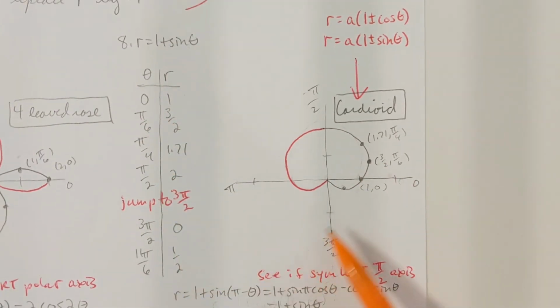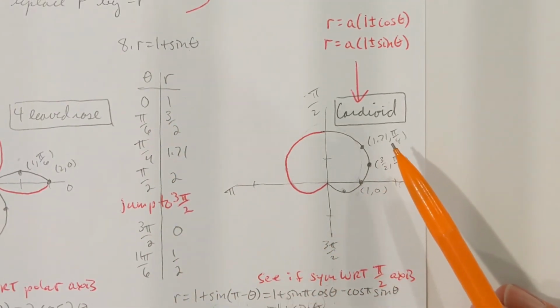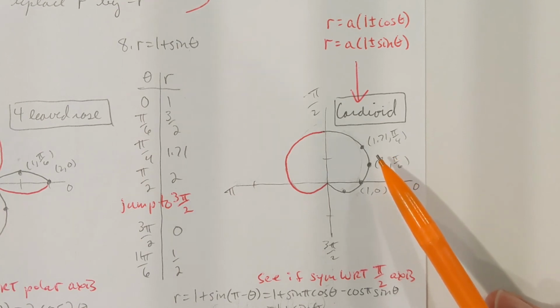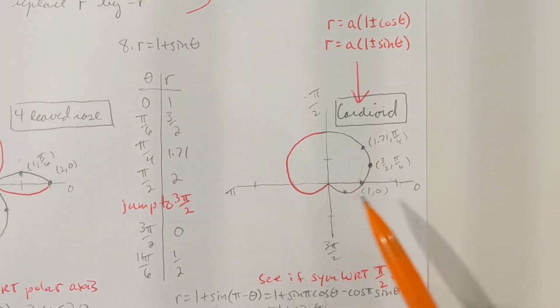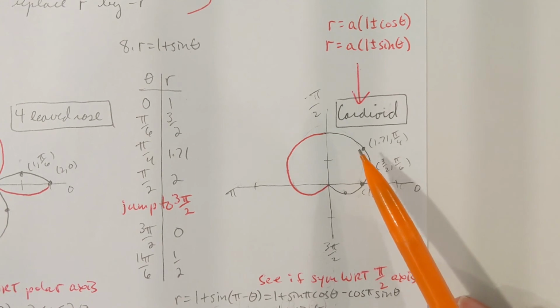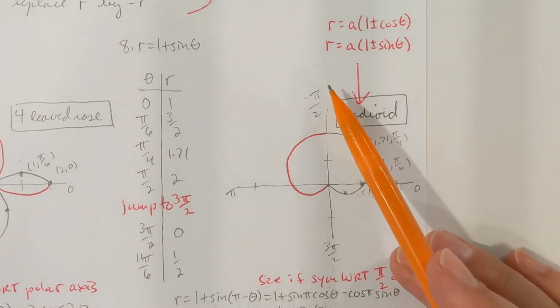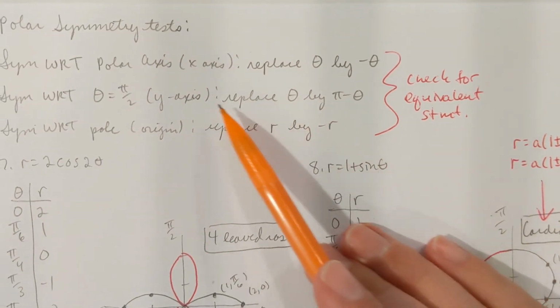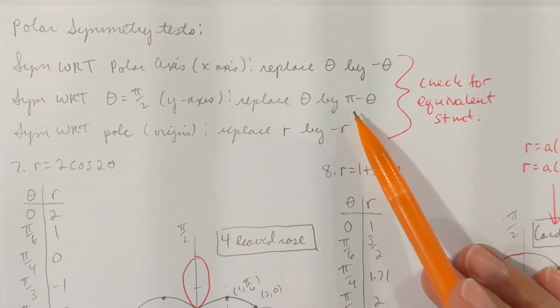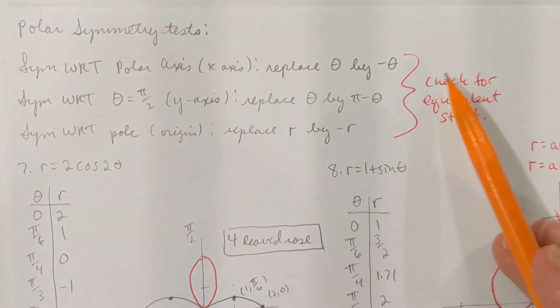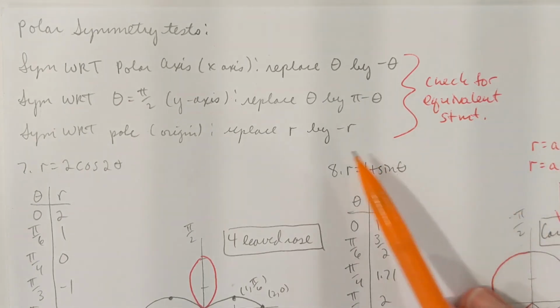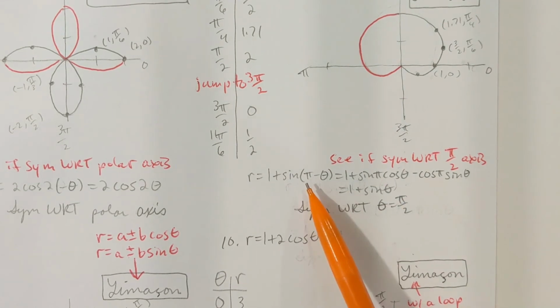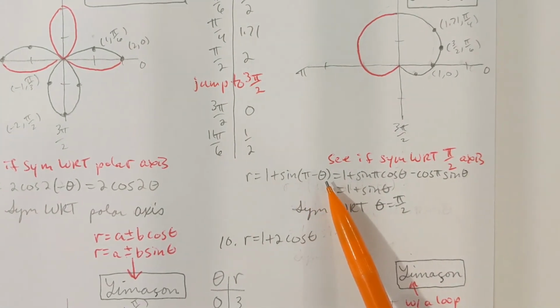And the next thing that I want to consider is if there's any symmetry. In particular, I'm wondering, is the graph symmetric to the vertical line theta equal pi over 2? Well, to check that, I would want to replace theta by pi minus theta and check and see if I get the same equation as I had started off with. All right, so I've done that below. Replace theta by pi minus theta.